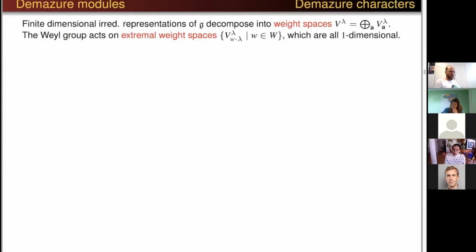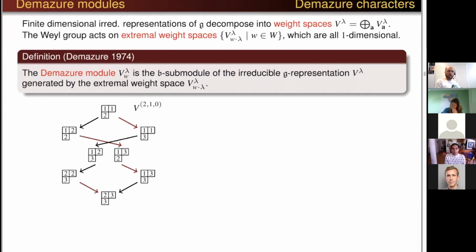So one thing that Demazure considered is, okay, what if I take one of these extremal vectors? An extremal vector is just a vector with a weight that rearranges the highest weight. And now I act with upper triangular matrices. If I do that, I get some subset of my irreducible module. And that's what we'll call a Demazure module.